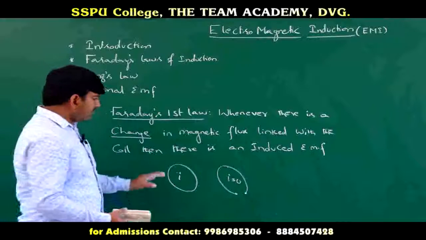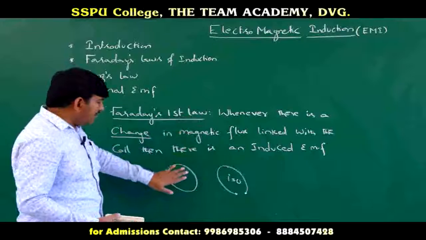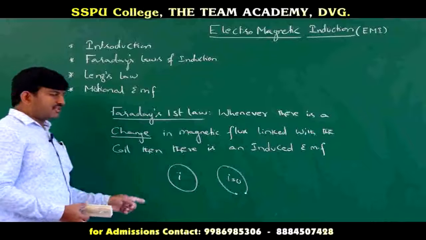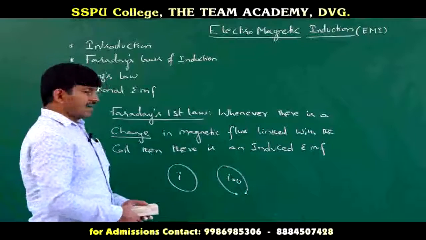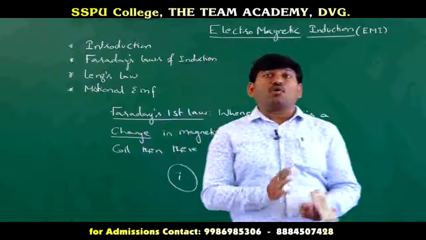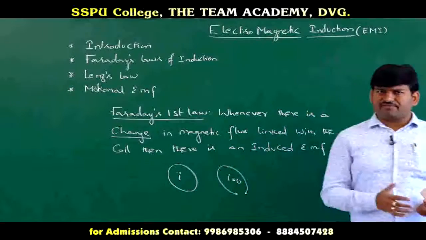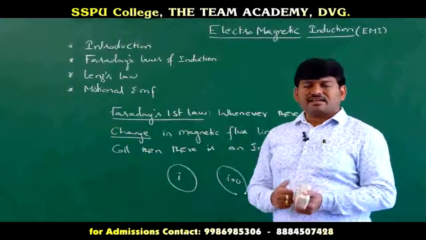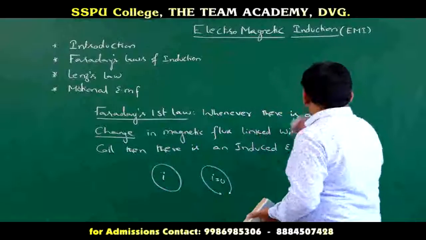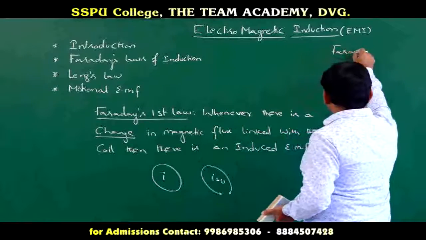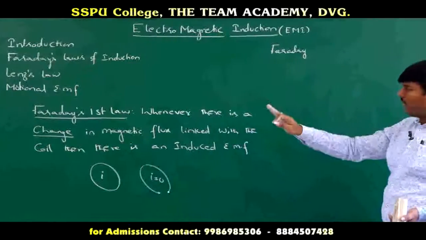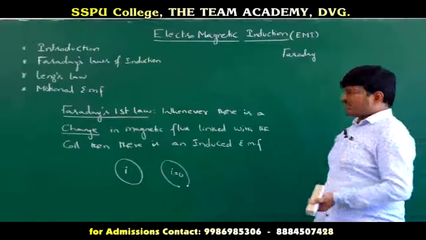Is it clear? So when the flux linked with the coil changes, then there is an induced EMF. If the coil is closed, then there will also be an induced current. Now, the second question we will immediately have is, induced EMF is there, okay, but how much? The amount of induced EMF will be decided by Faraday's second law of induction. First law says that an induced EMF will be developed when flux is changing with the coil. Second law says how much EMF is developed.